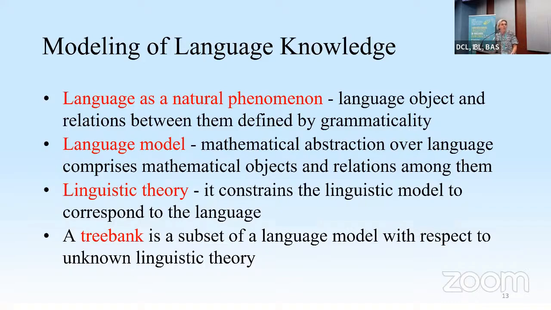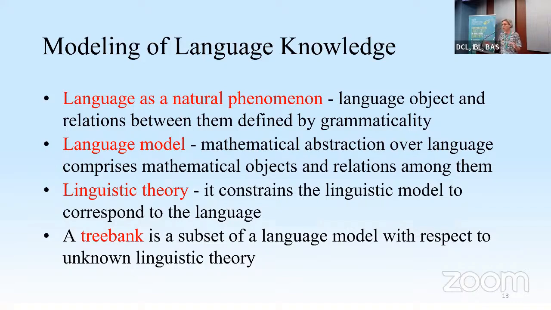So then we have the language model. It is a mathematical model, an abstraction over the language that already works with mathematical objects, because we cannot see a noun or a verb or a subject and so on. These are constructs, and the relations among them. The linguistic theory is the mechanism that gives us our grammar of the language.